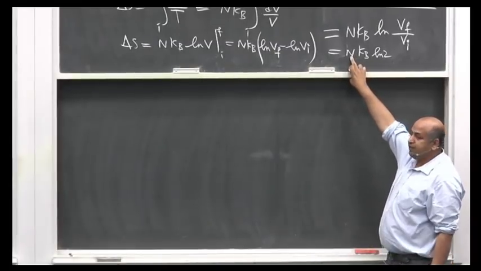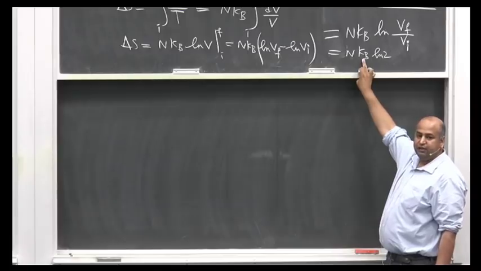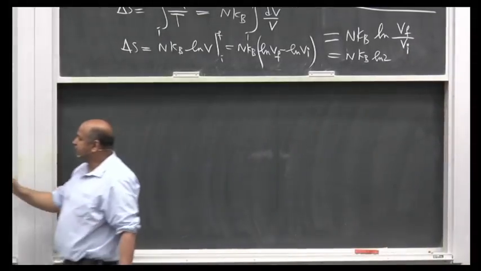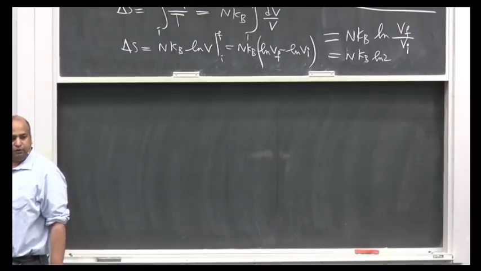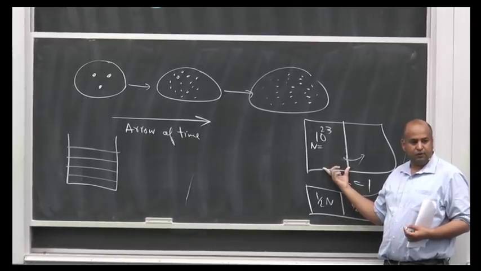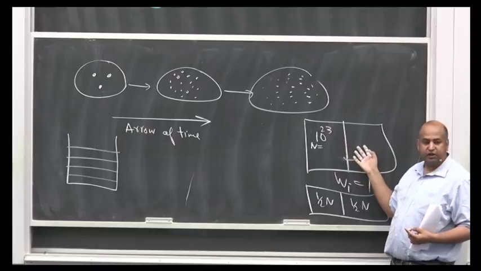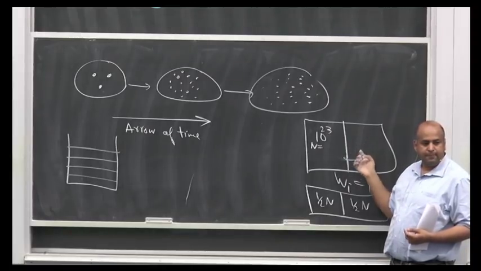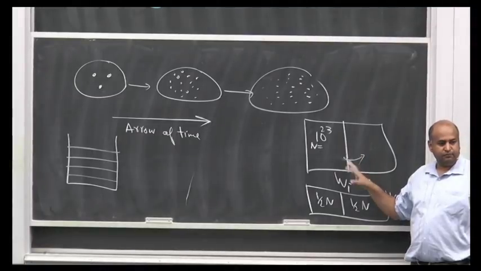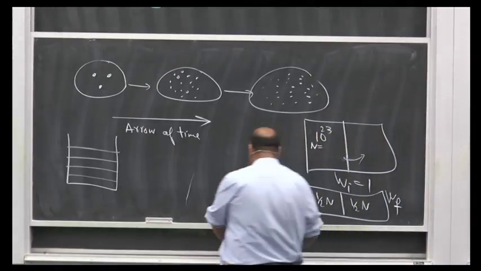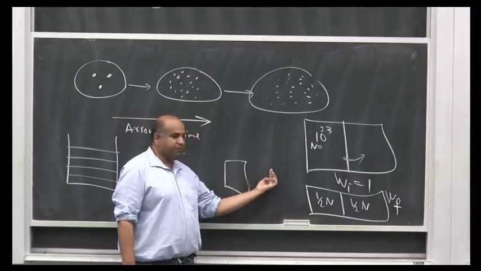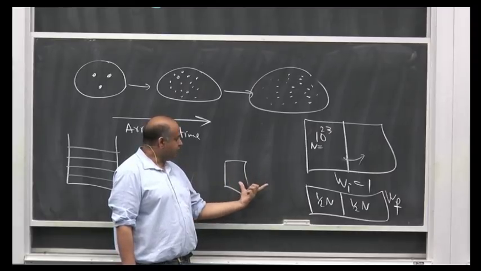Now put in N as 10 to the power 23 and the value of kB, and you get this number. Because the final volume is double the initial volume. Initially the gas was on the left half, and finally it's occupying the whole volume. The number of particles is the same in both, but the final volume is now both sides combined. Imagine a square balloon that you just expanded like that. The initial volume is whatever, the final volume is twice of that.